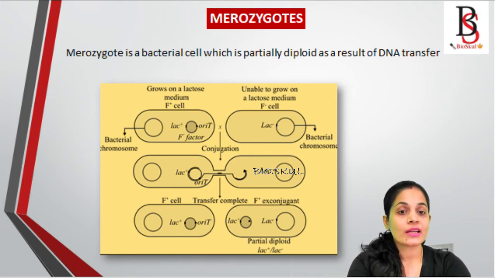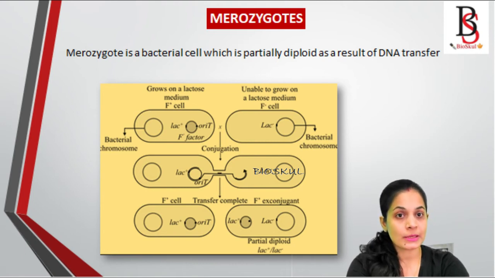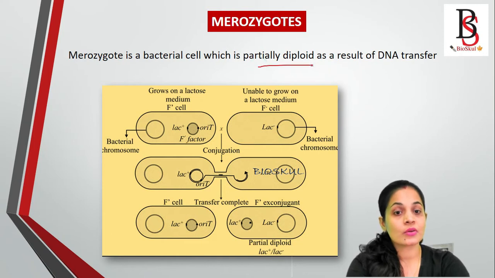First, let's see what the F prime cell is. In the F prime cell, in addition to the bacterial chromosome, there is the F prime factor. It is an F factor, that is the fertility factor. Along with that, you will find some bacterial chromosome. Whereas in the F minus cell, the fertility factor or F factor is absent.